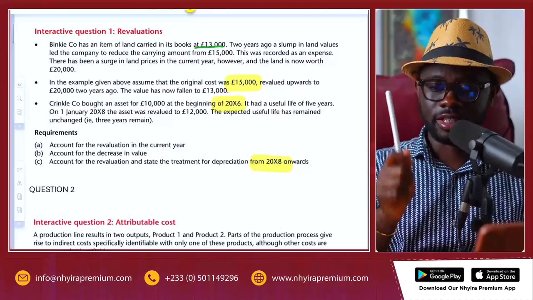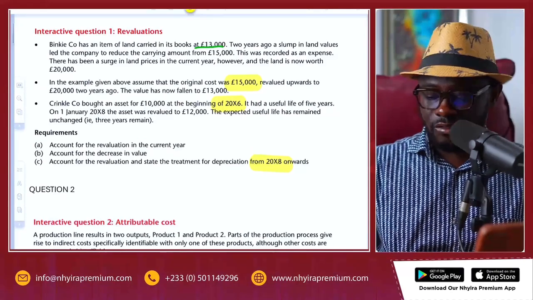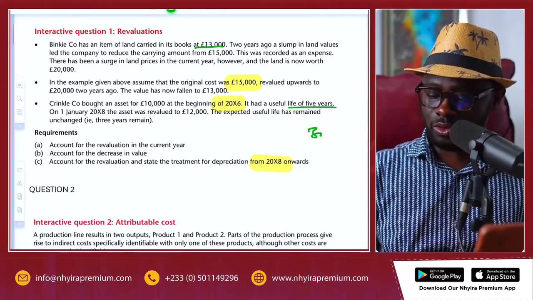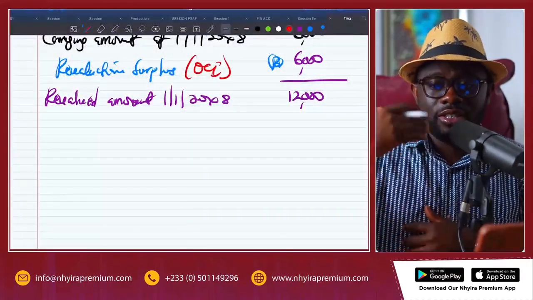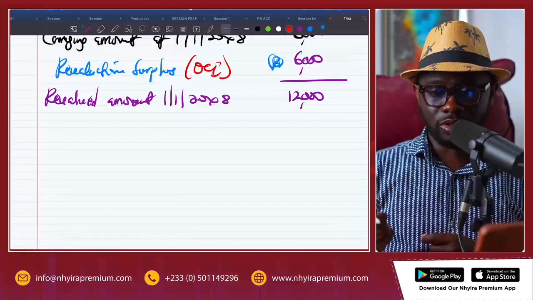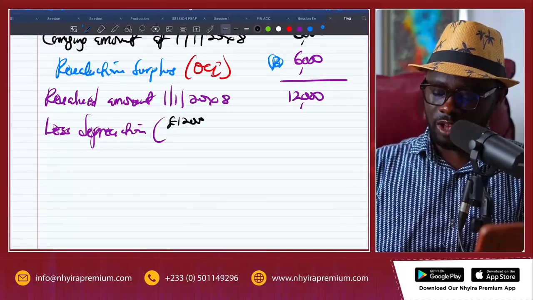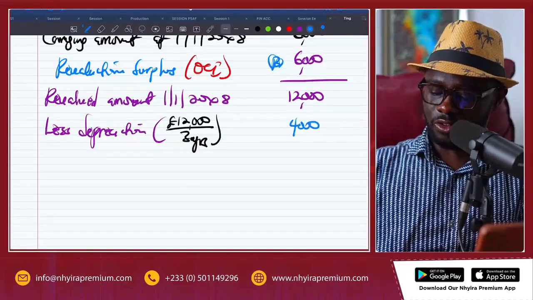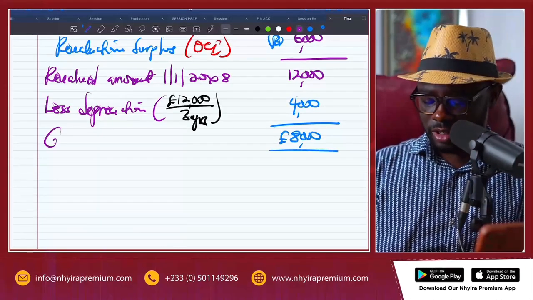But let's see. What else did he say? The expected useful life has remained unchanged, i.e. 3 years remain. Because if the useful life is 5 years, right? And we've done 2 years, that means we are left with what? 3 more years to go. So now, depreciation for the current year ended, which is 31st December 20x8, will be calculated on the revalued amount. So we bring that in, we less depreciation for the year, and that's going to be the 12,000 over the remaining economic useful life, 3 years, and that's going to give us an amount of 4,000. And so we get £8,000 as the carrying amount at the end of the year.